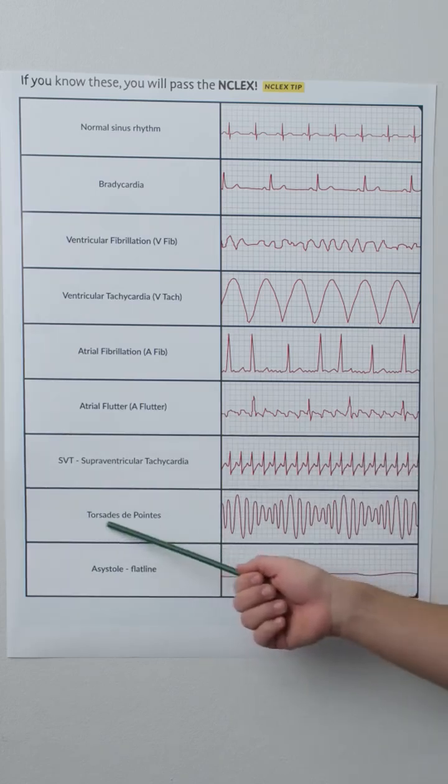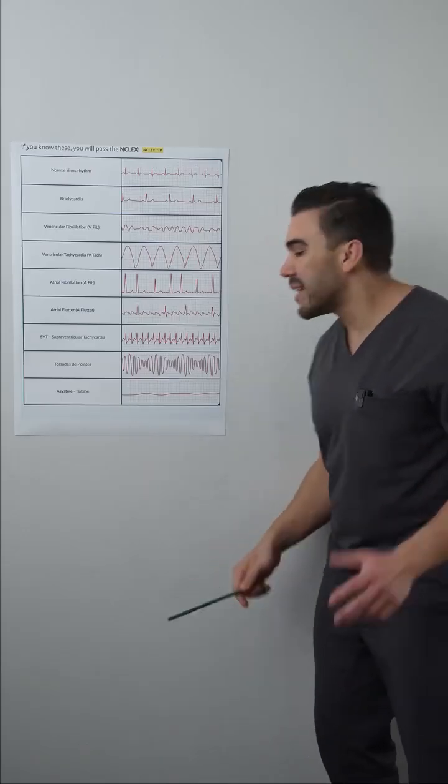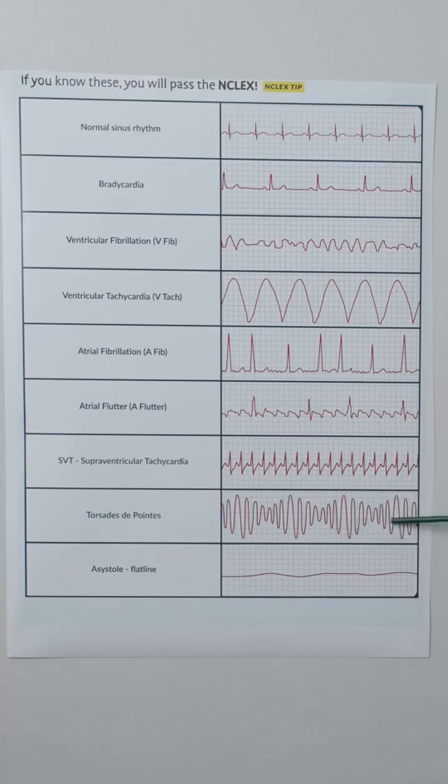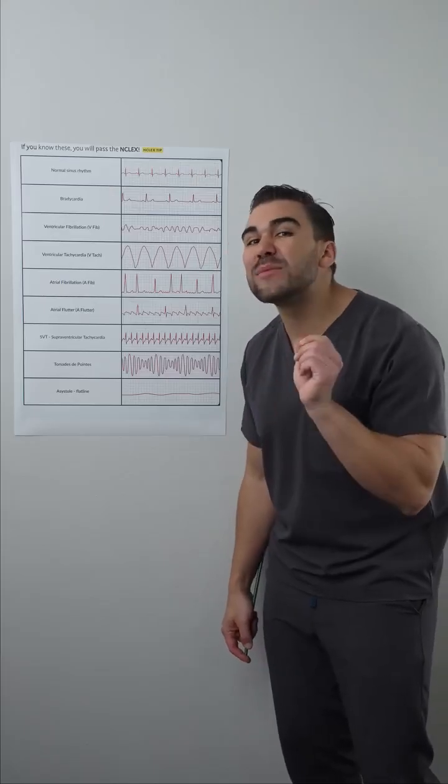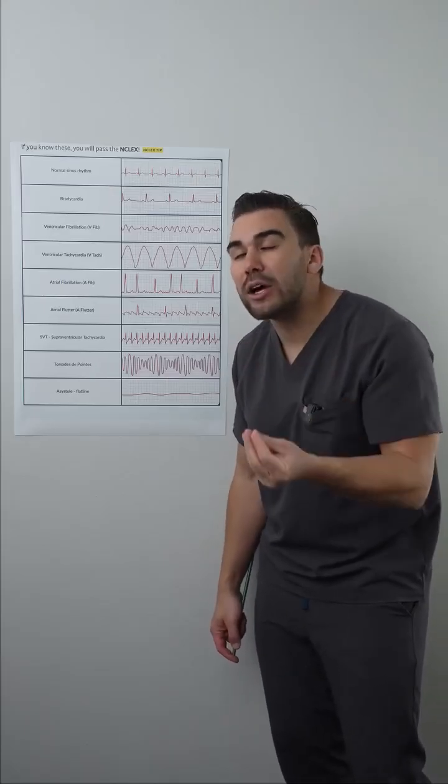Next up is torsades de pointes. I remember this as a big tornado in the heart. The number one treatment here is magnesium sulfate, because magnesium mellows the heart muscles.